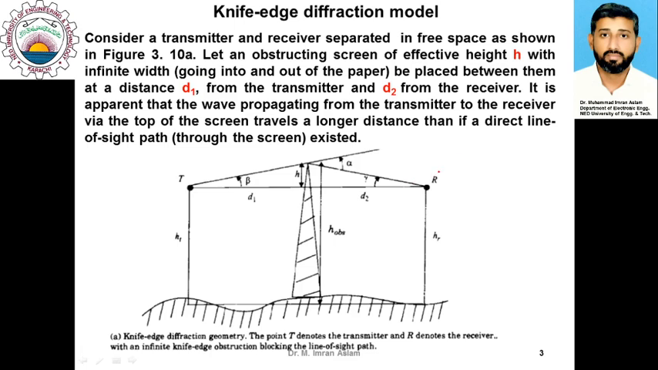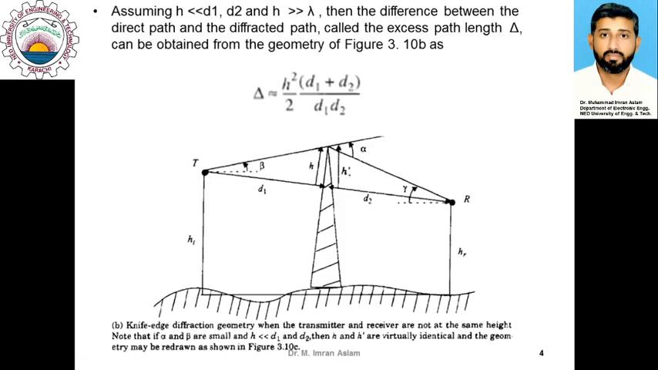Although in this figure I have illustrated that the transmitter and receiver are at the same height, practically it is not necessary to have transmitter and receiver at the same height. So you would see that the transmitter and receiver would ideally be at different heights. So the direct line of sight path is this one, but the wave propagates through diffraction, so it gets diffracted from this sharp object and then goes to the receiver.